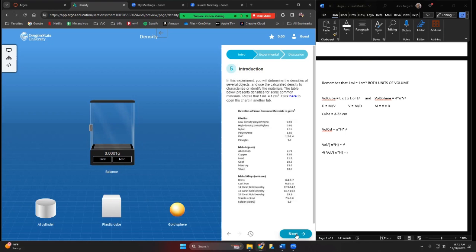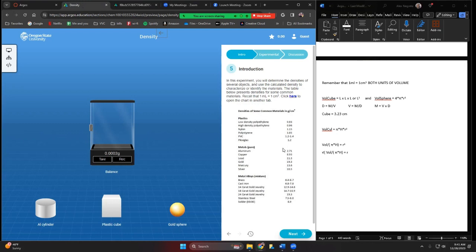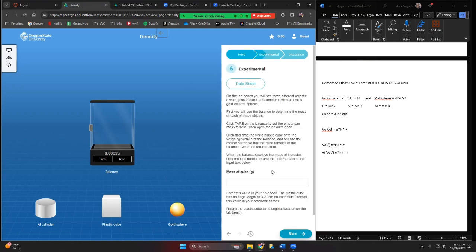Now, when you're going through, I'm not going to go screen by screen here. Page 5 is really important. Make sure that you use the click here button, right? Click here because you are going to have to refer to this page several times. You don't want to keep hitting the back button. It's just easier to open this tab up and then you have all your information regarding the densities of plastics, metals, metal alloys that we have there. So you can just always keep that open.